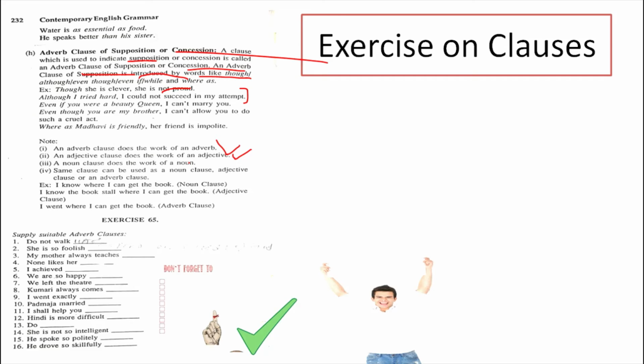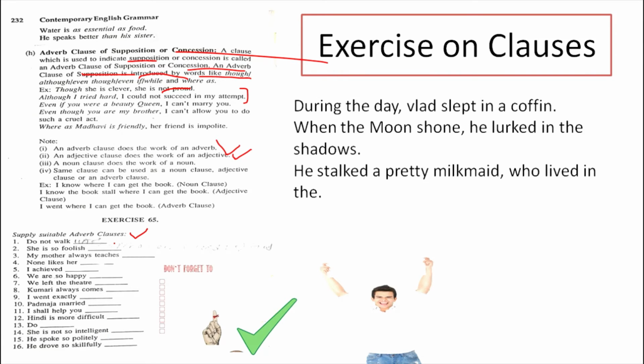For the exercise: supply a suitable adverb clause here. Do not walk on the road. You have to make complete meaning. I hope that you got what clauses are. Clauses are groups of words which make sense by themselves, called an independent clause, or which need another clause, called a dependent clause. Clauses are groups of words which are part of a sentence.